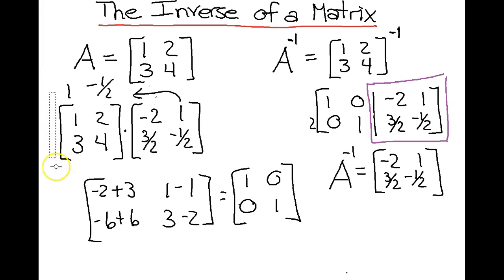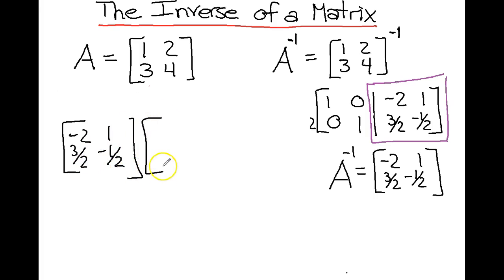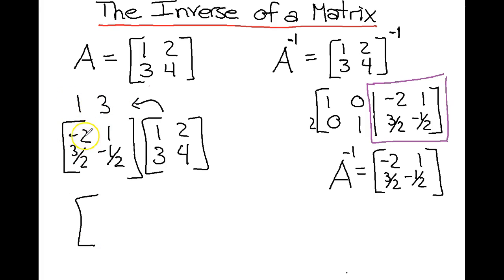We can't just test one way since matrix multiplication is not commutative. Just to be sure that we have the correct inverse, we have to multiply my inverse on both sides of my original matrix. This time I'm going to multiply it on the left side, and I should still get my identity matrix. I pull out my first column, 1 and 3. 1 times negative 2 is negative 2, and I add to that 3 times 1, which is 3. 1 times 3/2 is 3/2, and I add to that 3 times negative 1/2, which is negative 3/2.